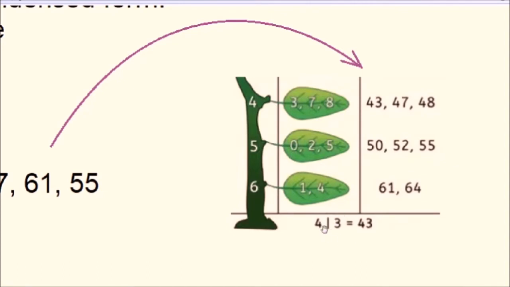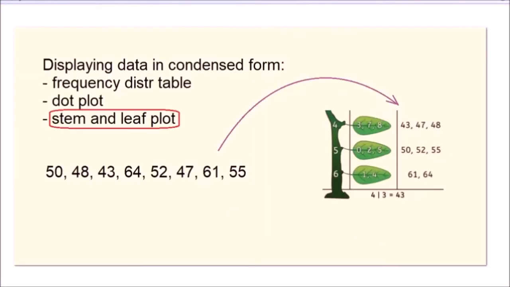And at the end, we add a key or description of how to read this plot. For example, a 4 separated with a vertical line from 3 represents 43, with 4 being the significant digit at the level 10 in this case, with the remainder 3 for 43. Next, let's jump into Excel to quickly try our hands at making a stem and leaf plot.